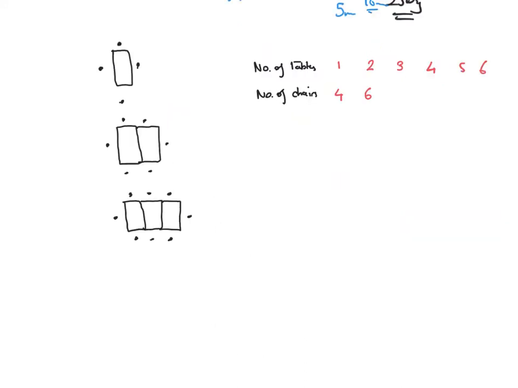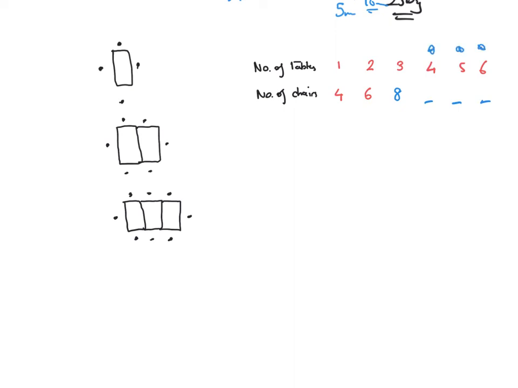Okay, next question. We've got a pattern of tables and chairs. So we've got one table and 4 chairs can fit around that one table. We've then got 2 tables and 1, 2, 3, 4, 5, 6 chairs can fit around those 2 tables. We then get 3 tables and 1, 2, 3, 4, 5, 6, 7, 8 chairs can fit around the 3 tables. So let's put that in, 3 tables, 8 chairs. So the question then is to complete this table. So how many chairs would there be for 4 tables, 5 tables and 6 tables?